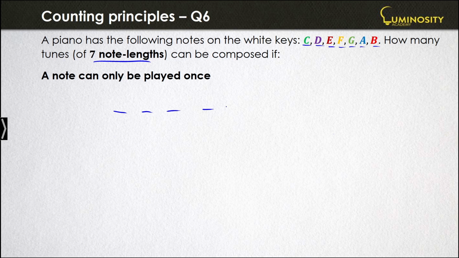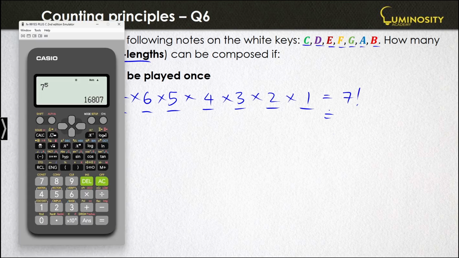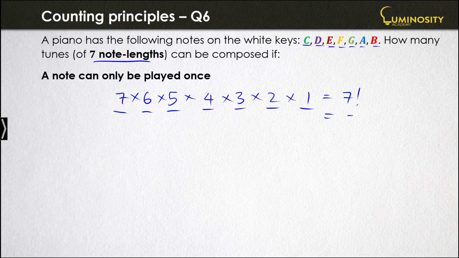So if we look at the 7 objects here, you could have 7 notes for the first option, 6 for the second, 5, 4, 3, 2, and 1. And therefore, by the fundamental counting principle, we multiply all these and we get 7 factorial. So what is 7 factorial? That is equal to 5,040 different tunes.